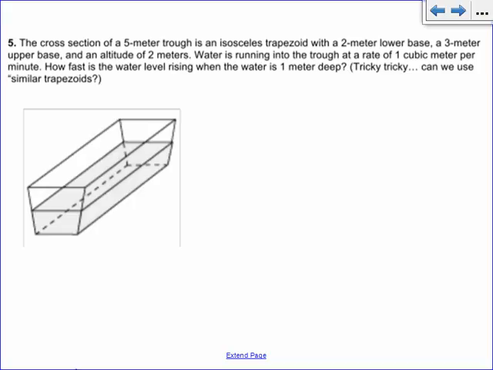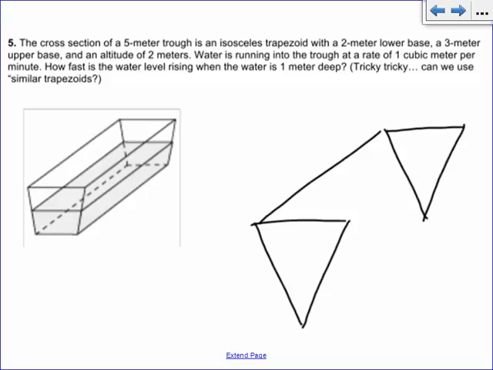The fun one. All right, so number 5. So it says the cross-section of a 5-meter trough is an isosceles trapezoid with a 2-meter lower base, a 3-meter upper base, and an altitude of 2 meters. Usually I do a triangular trough before I do this. A triangular trough is one that looks like a triangle on the end, right?